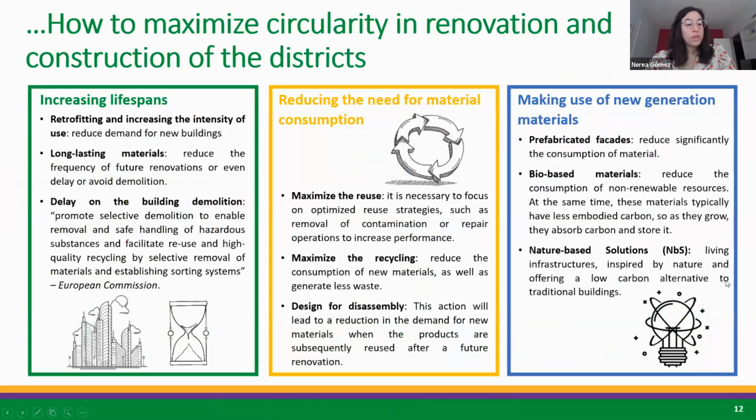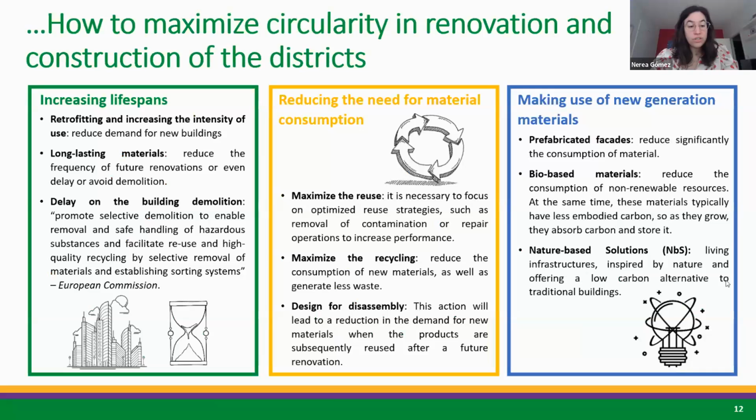On the other hand, another question that we intend to answer within this technical blueprint is how to maximize circularity in renovation and construction of the districts. So the construction and renovation can follow the three main circular renovation actions, which are increasing lifespan, delaying the need for new construction, and reducing the demand for new materials by different actions, which are, for example, retrofitting and increasing the intensity of use, using long-lasting materials, and delaying the building demolition.